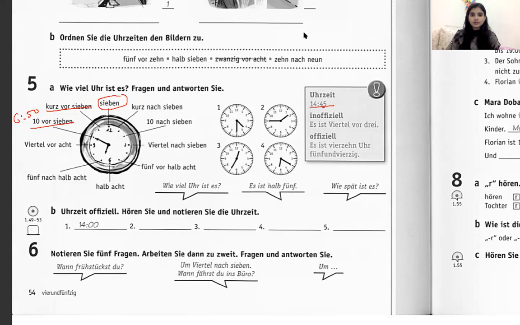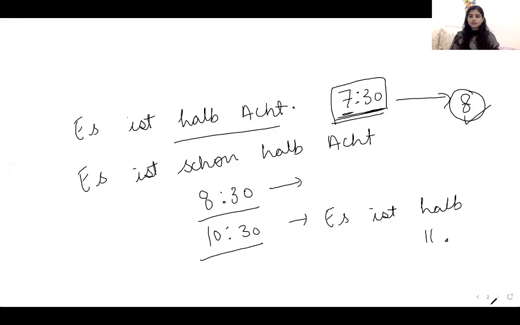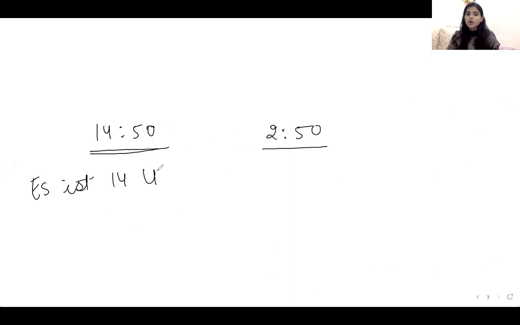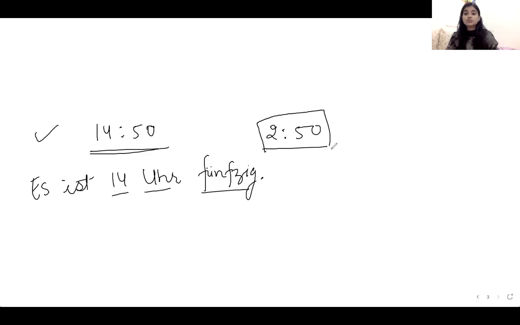So what do I want to explain here? Let's say if it is written 14:50. So it's official, and I can also write it like 2:50. Yes, if I follow the 12-hour clock, then I can write it this way also. And in the 24-hour clock way, I have to write it 14:50. So in the official way, I have to tell the time like Es ist 14 Uhr 50. Uhr is o'clock. This is the official way. Okay, and in the inofficial way, I can read it like 10 minutes before 3.